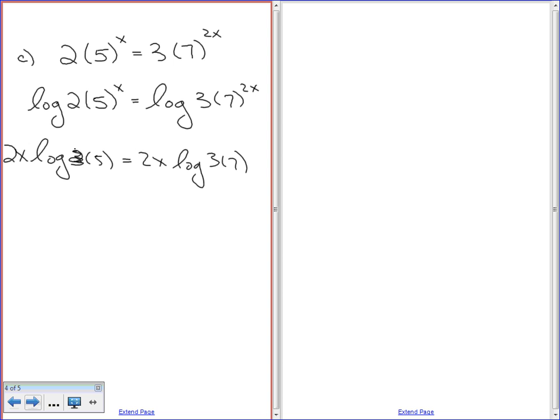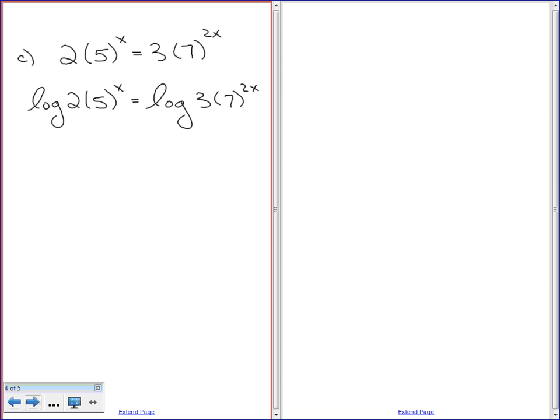Awesome. You cannot use the third law of logarithms unless the exponent is on the entire part. Here the exponent is only on the 5, so if I want to move this x down in front, I have to get rid of this 2. Rebecca's right, but I have to get rid of it properly.